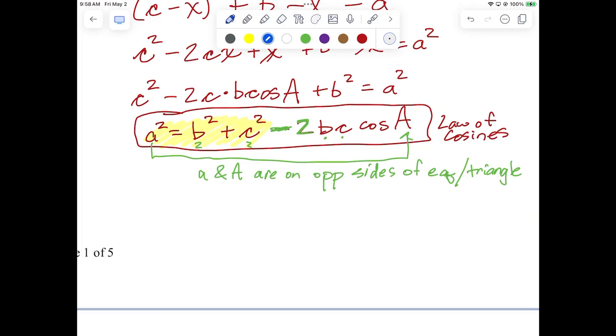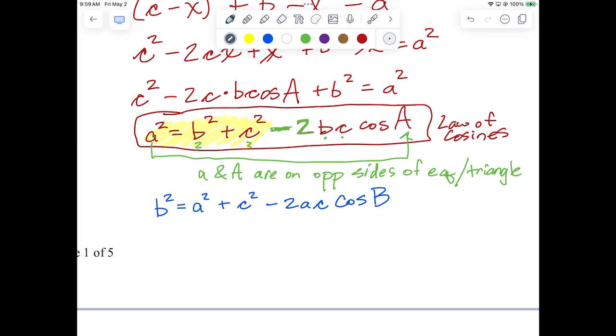Help me out to see if you can figure out the pattern. If I want to find b, I'm going to isolate b squared by itself. What are the other two sides? A squared plus c squared minus 2ac times the cosine of what angle? B. There it is. So there's another version of it.